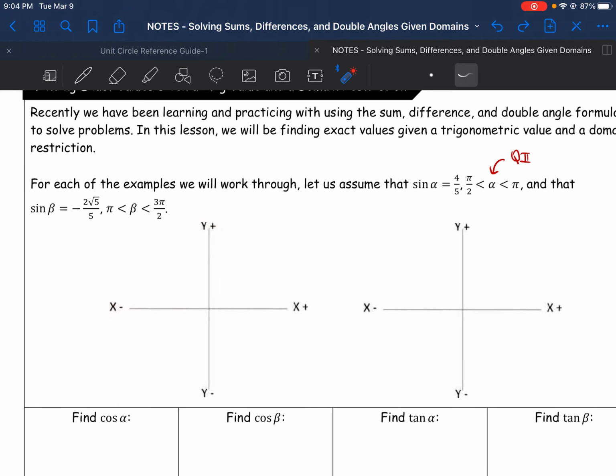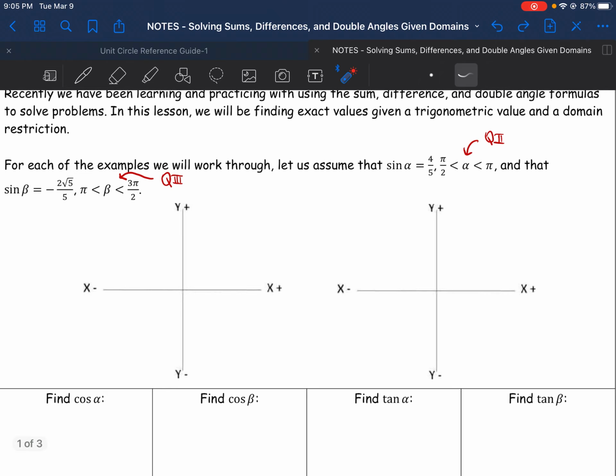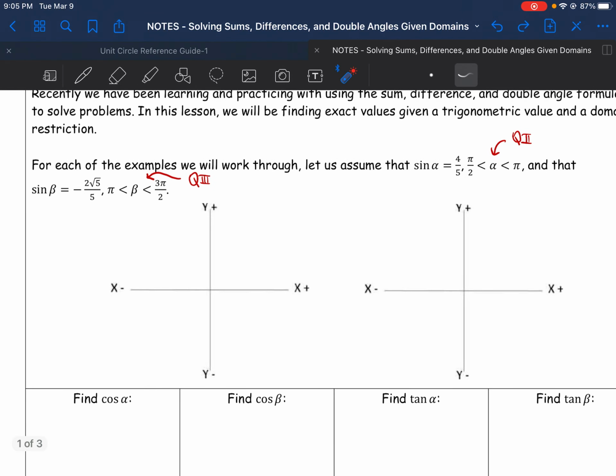And we're also given that sine of beta equals negative 2 root 5 over 5, where beta is between pi and 3 pi over 2. This means that beta is in quadrant 3, because again, pi is 180, 3 pi over 2 is 270. If you're in the middle of those, you're in quadrant 3, okay? So what we want to do before we start calculating anything is set up triangles in these quadrants. I'm going to start with this information here.